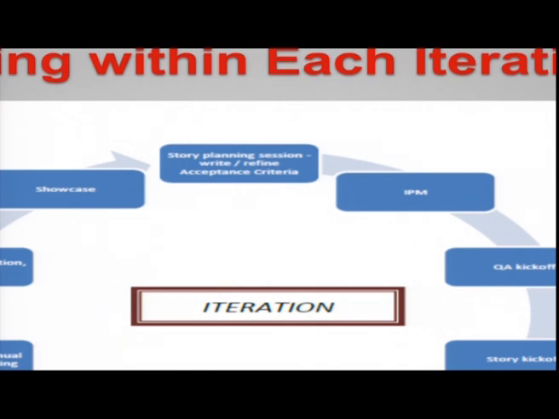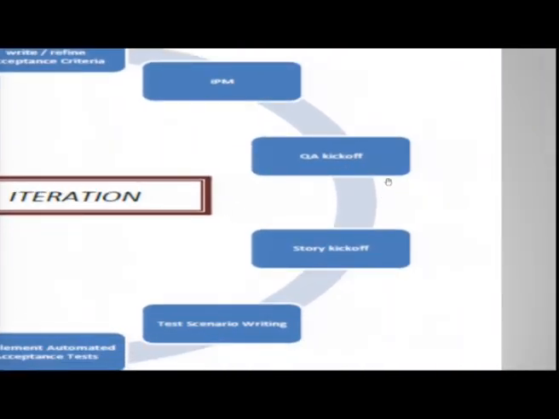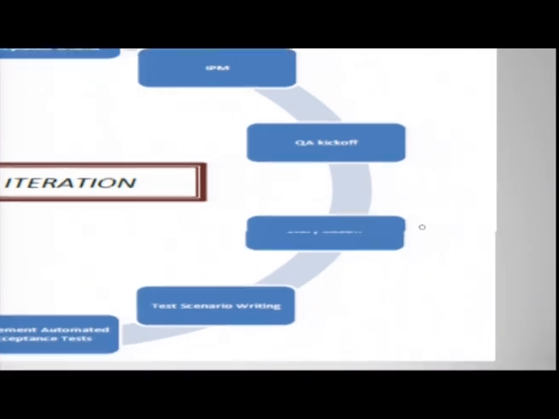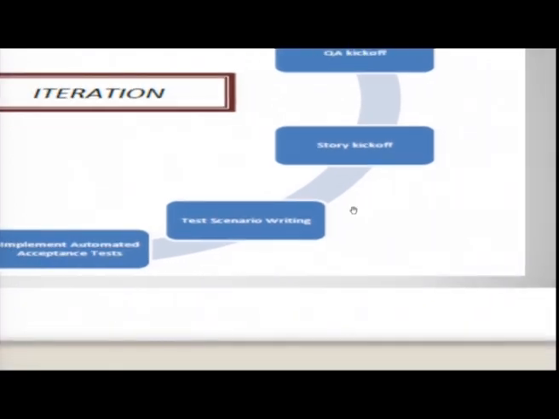In the story planning session, you write or refine the acceptance criteria. Then you go ahead with the interactive project management, wherein you have a quality assurance kickoff, and based on the quality assurance kickoff, you have a story kickoff. Each and every story has to be activated in order to perform. Then based on the story kickoff, you have the test.